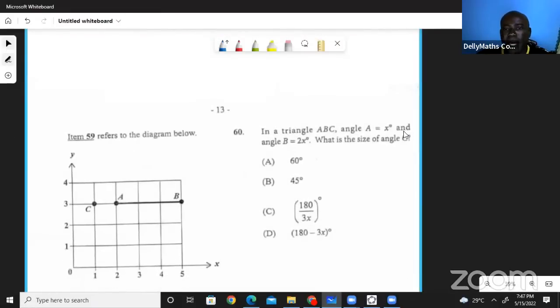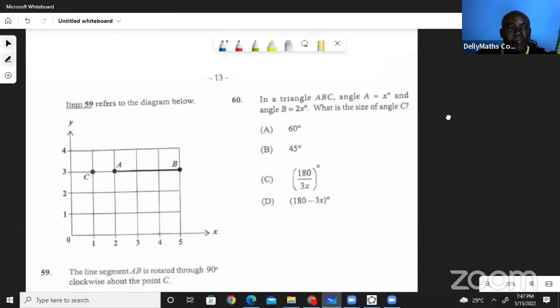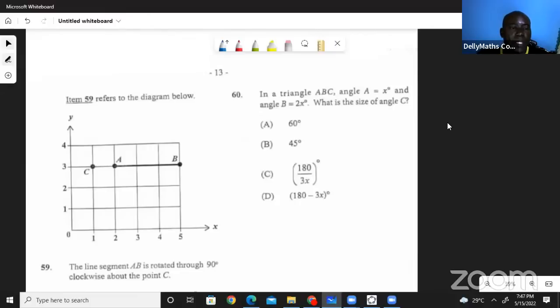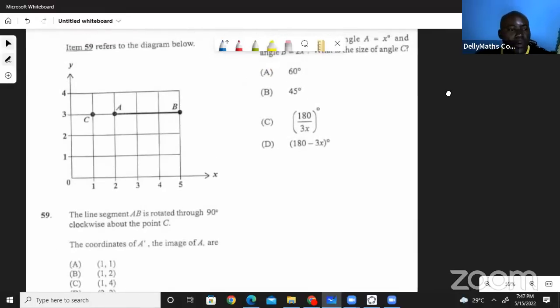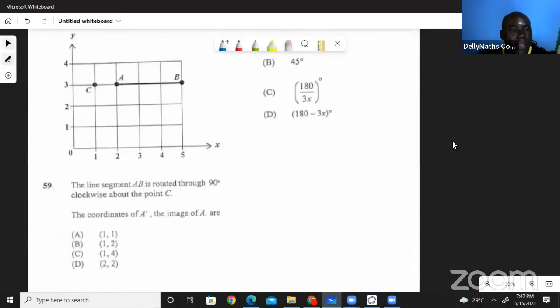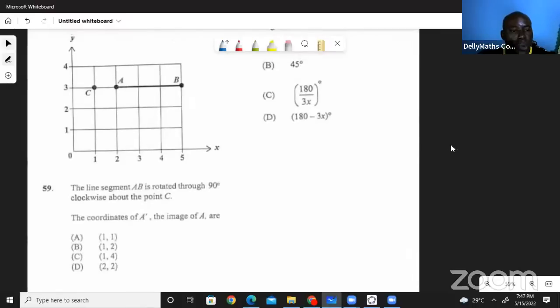We're at 59. Item 59 refers to the diagram below. It says the line segment AB is rotated through 90 degrees clockwise about C. So it's going to be rotating in a clockwise direction. That means it's going to be coming this way, right? You're expecting it to go that way.